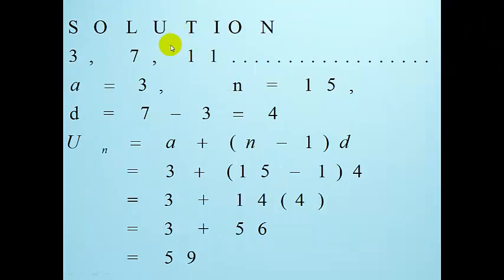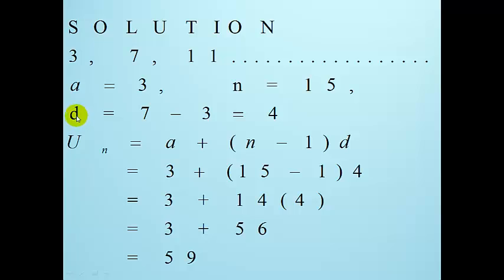Now, solution. From the question, we were given the sequence 3, 7, 11. Take note that the terms of a sequence are separated by commas. So we have 3, 7, and 11. When we look at this sequence, the first term of the sequence is 3. That is why A is equal to 3. And from the question, we have to find the 15th term, and so n is equal to 15. Now D is the common difference.